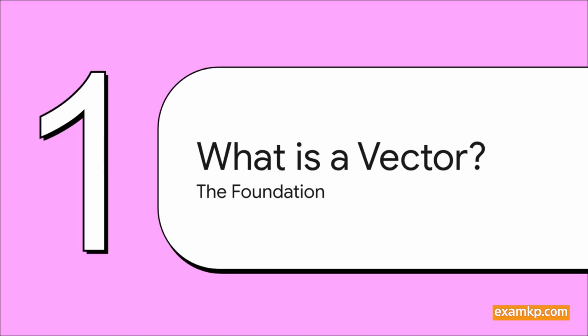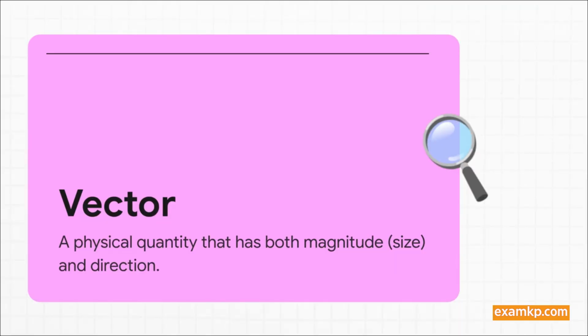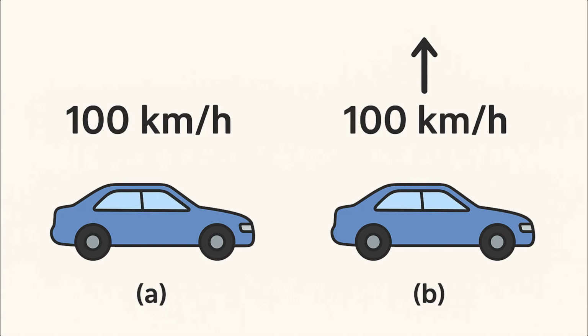What is a vector? We have to start with a solid foundation. So what's the big deal with vectors? Well, it's simple, but it's so important. A vector answers two questions. How much? That's the magnitude. And which way? That's the direction. Think about it. If you say you're driving at 100 kilometers per hour, that's only half the story, right? Are you going north or south? That direction part is what makes it a vector.